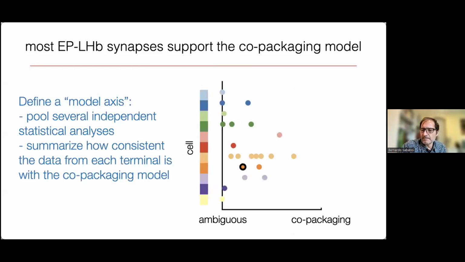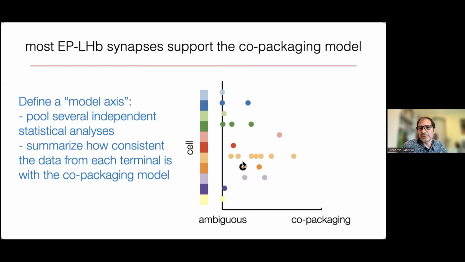So for every cell and every synapse that we analyzed, we defined a model axis in which we pooled several independent statistical analyses that summarized how good was the evidence between this ambiguous value of 0, in which we can't tell if it's independent release or if it's noise, versus co-packaging all the way here on the right. And so the example synapse that I've been showing you, which is really quite clear evidence of co-packaging, is the one that's circled here in the middle.